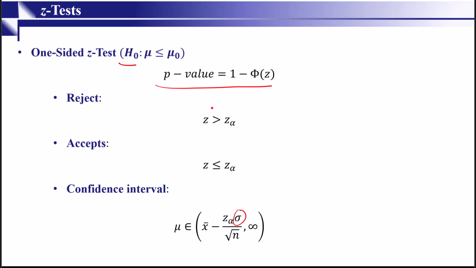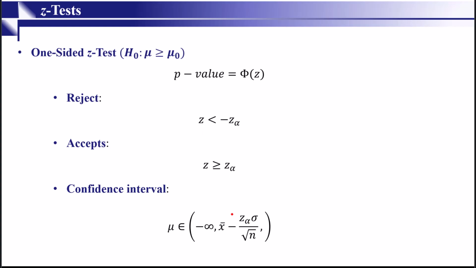A size alpha test rejects the null hypothesis when z is greater than z alpha, and it will accept it if z is less than or equal to z alpha. Then the confidence interval is one-sided, the upper side. The lower bound is x bar minus z alpha sigma, the standard deviation of the population, divided by root n. This consists of the values mu 0 for which this hypothesis testing problem has a p-value larger than alpha. That is, the values mu 0 for which the size alpha hypothesis test accepts the null hypothesis.